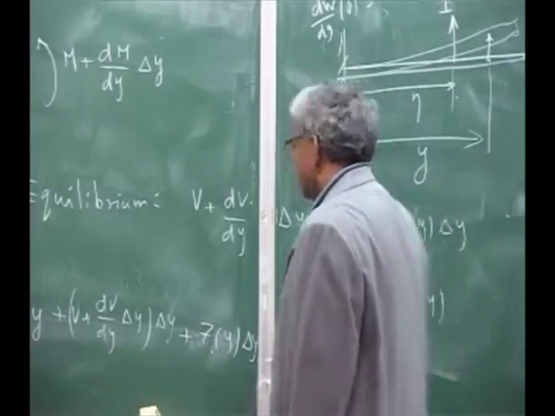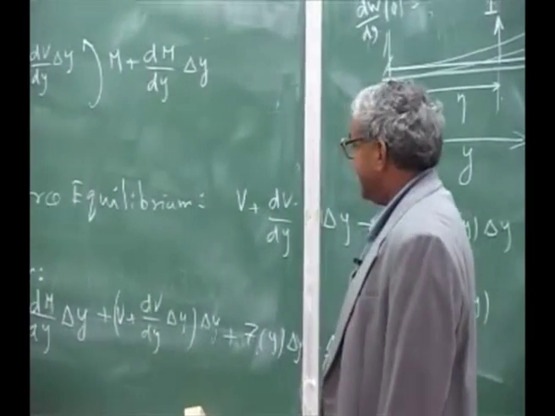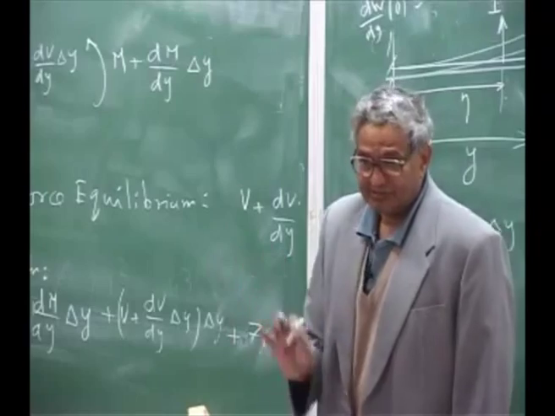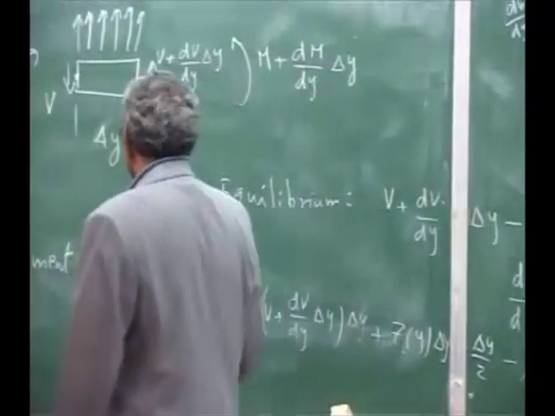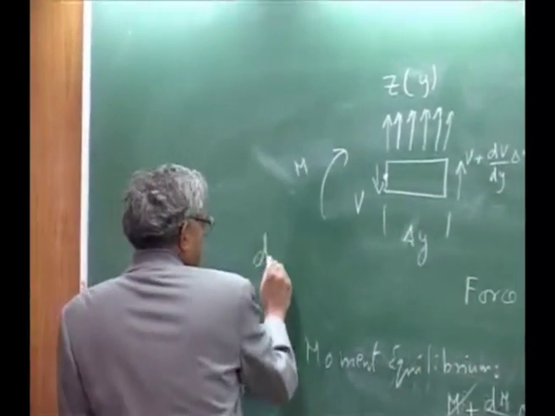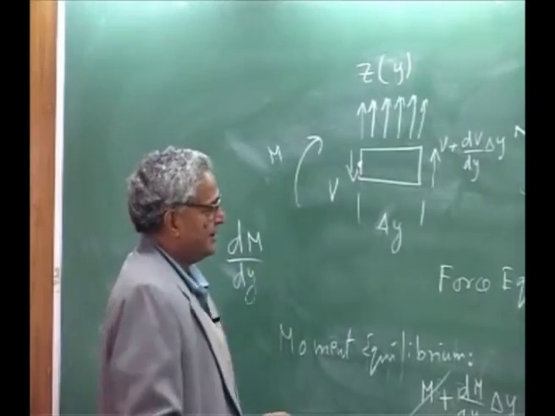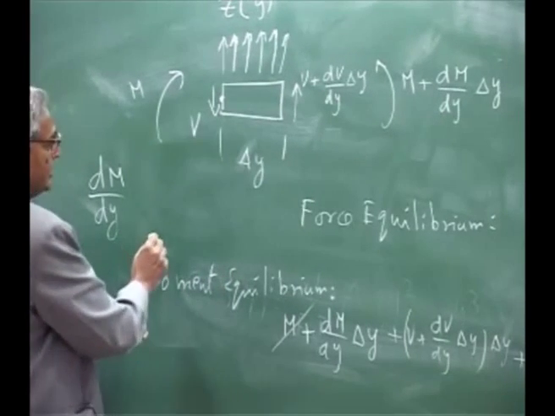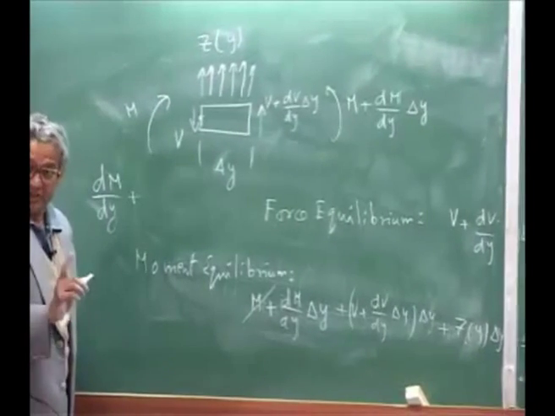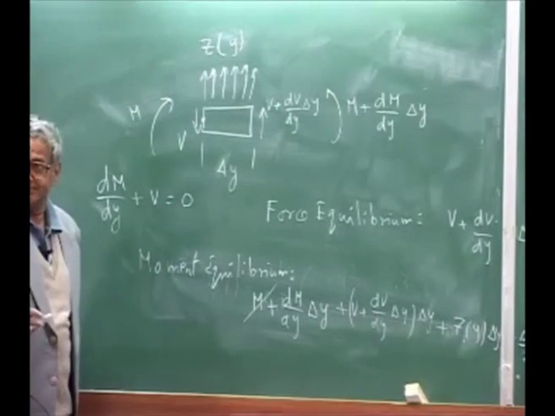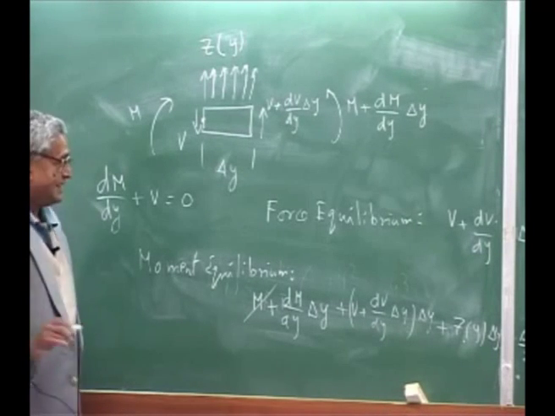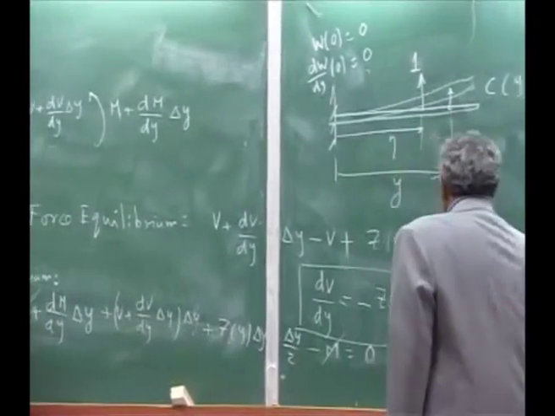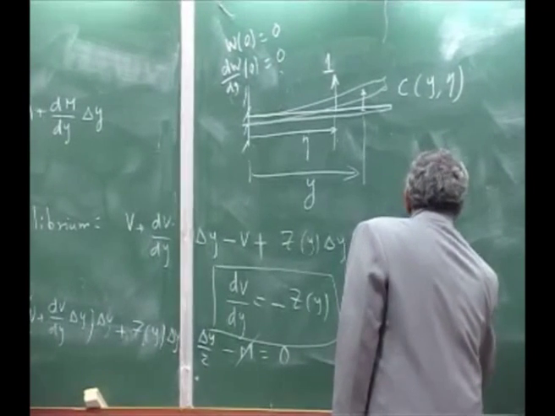Then what will happen? This moment will go up. Then you say in the limit you divide by delta y throughout, and then set delta y goes to 0. If you divide by delta y, you will get dM by dy plus V equals 0. That's what you will have, right? Now you come here. You had one equation here. This is the force equation. Moment equation says V plus dM over dy is 0.